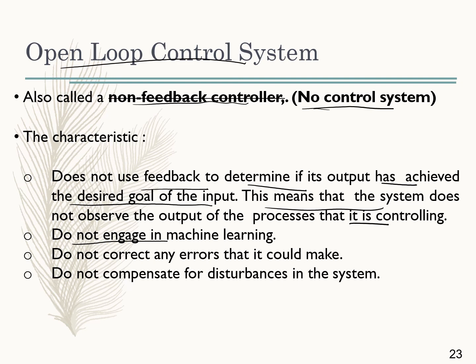Next, it does not engage in machine learning. It does not correct any errors, any deviation of the process variable from the set point. Lastly, it does not compensate for disturbance in the system. If there is any disturbance fed into the system, this open loop control system cannot do anything.